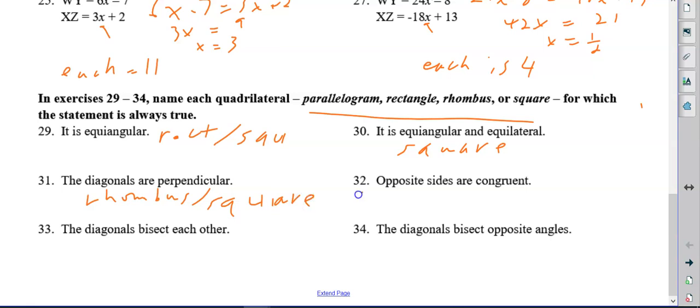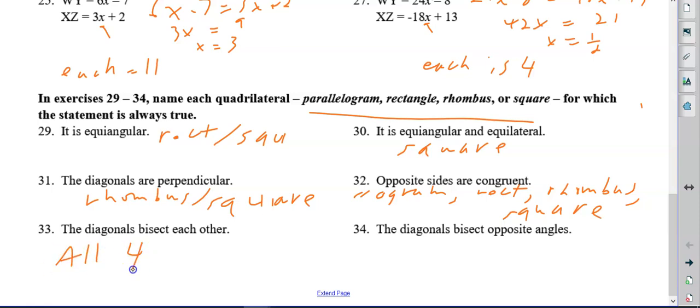Opposite sides congruent. Well, that's a parallelogram. That is also a rectangle. That is also a rhombus. And that is also a square. The diagonals bisect each other. That's all 4. I'm not going to write them all down. That's all 4 again. And the diagonals bisect the opposite angles. That's only in a rhombus and a square.